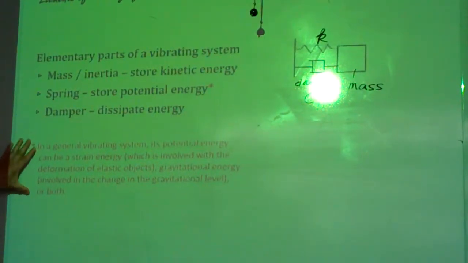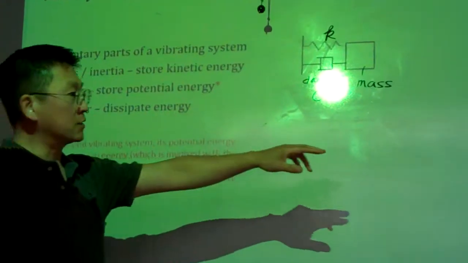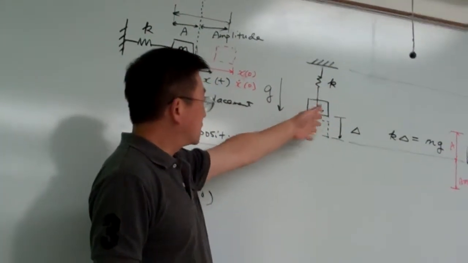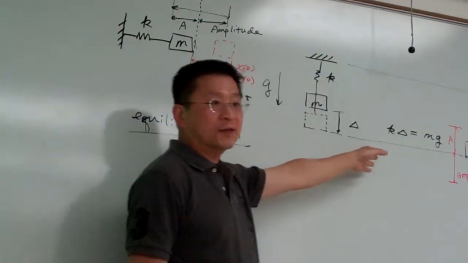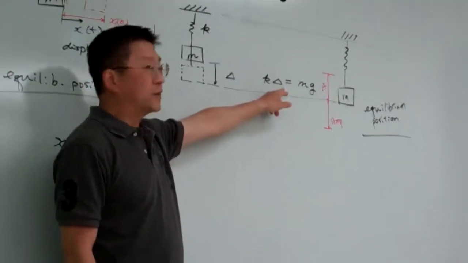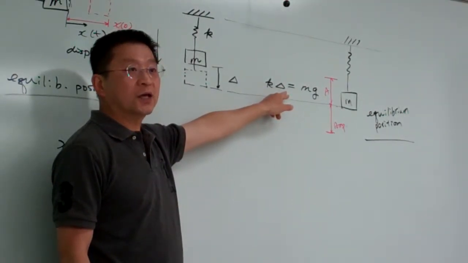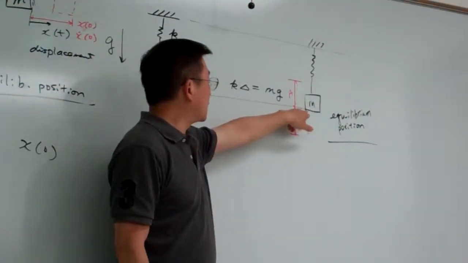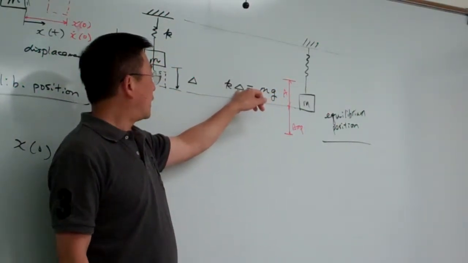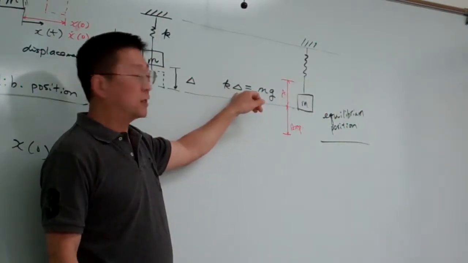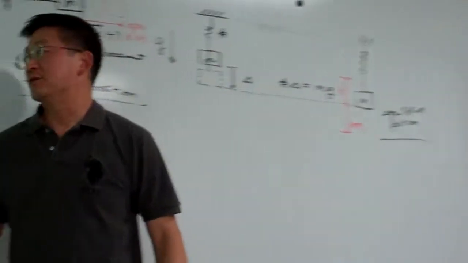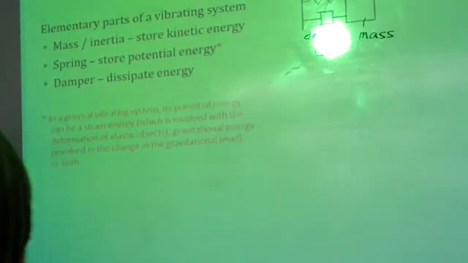This note basically explains the concept again. When we study a system oriented vertically, the influence of gravity is taken out by considering the equilibrium position here. That is where this ends up, following these equations. So all the oscillation will be with respect to this position. Okay, so that is what these notes describe.